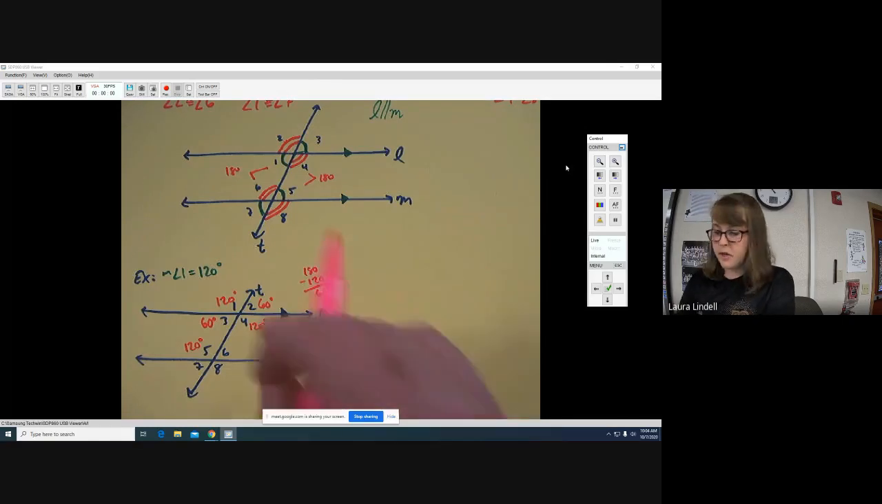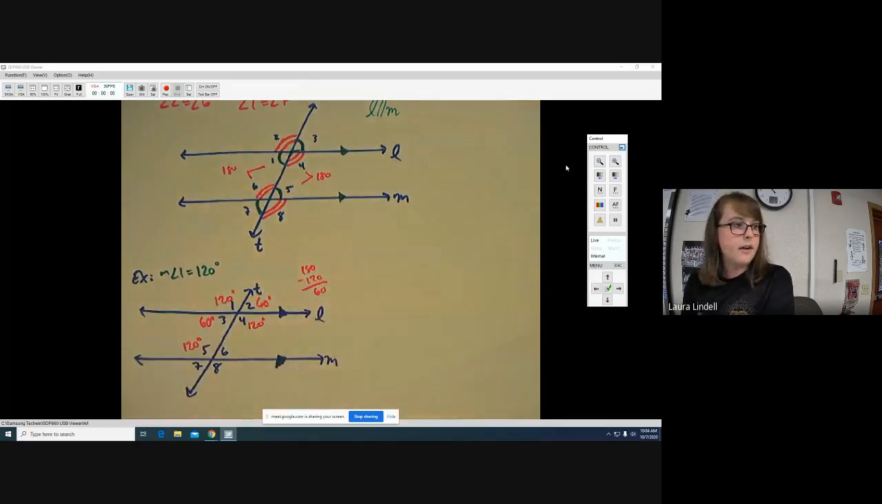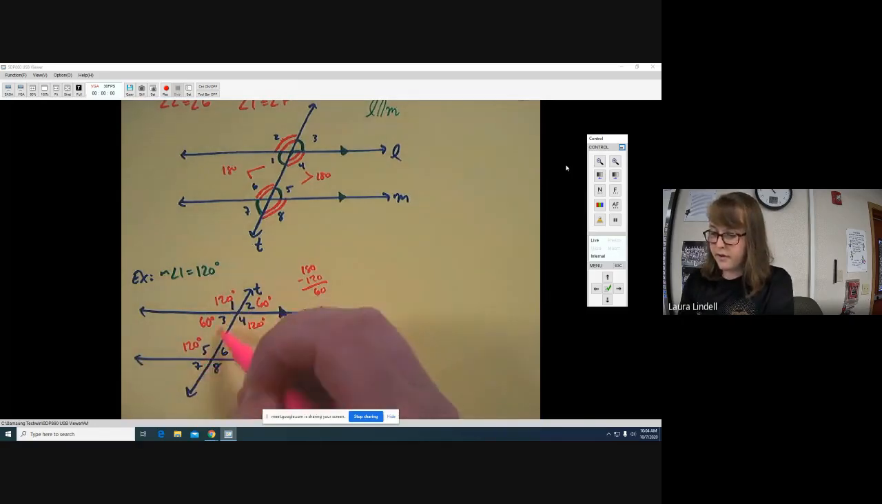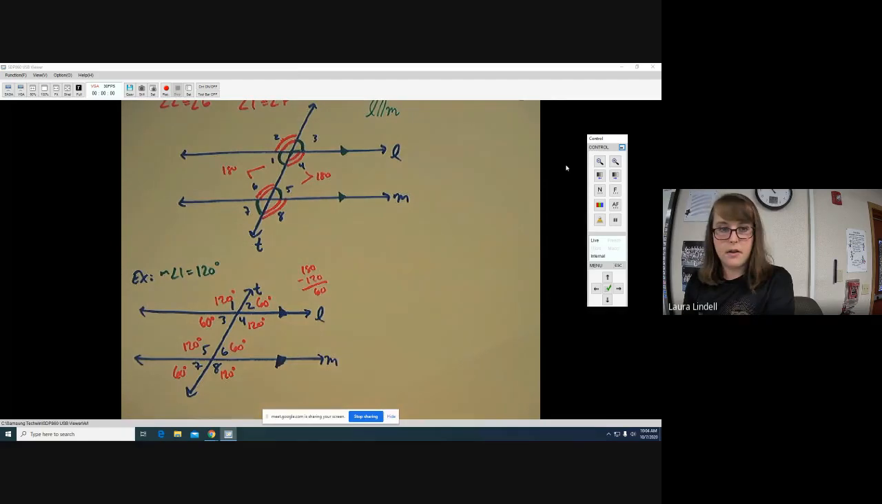In fact, I can just pretty much copy this group of angles and stick it down here. Because 3 corresponds with 7 in this picture. 2 corresponds with 6. And 4 corresponds with 8. We can get all of our angles just based off of that one. So that's one type of question that we might be asked. We might be given one of the angles and asked to find all the others. Okay. So there's one kind of question.